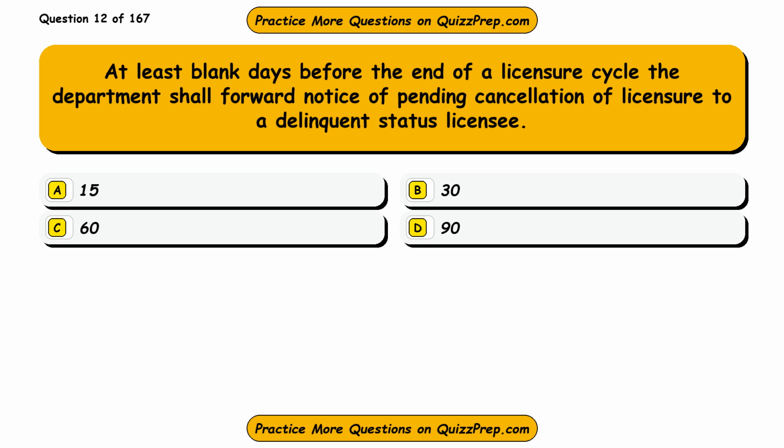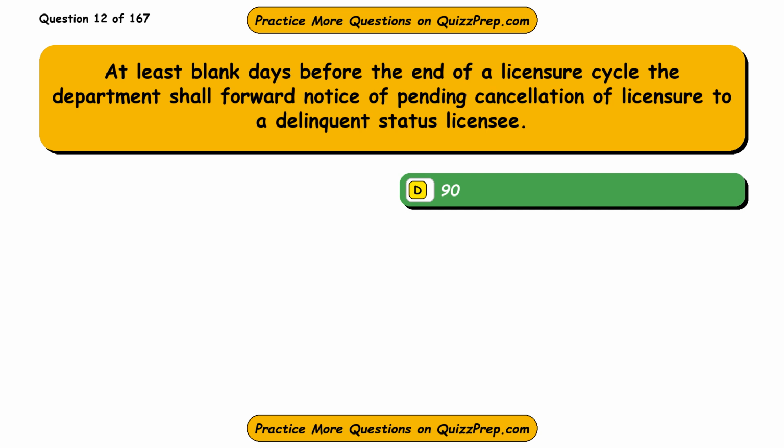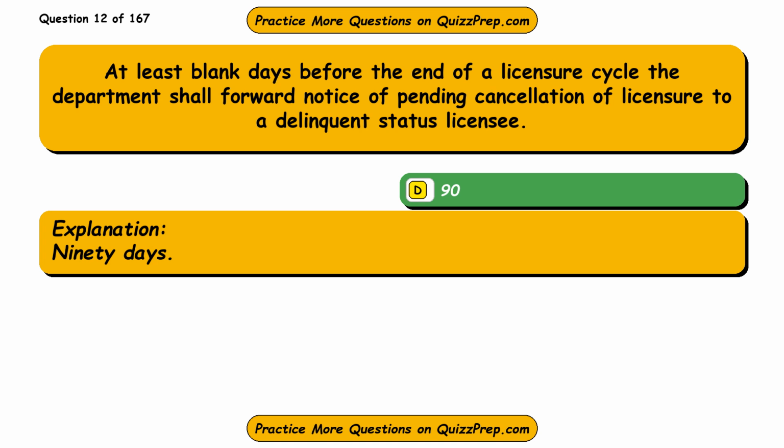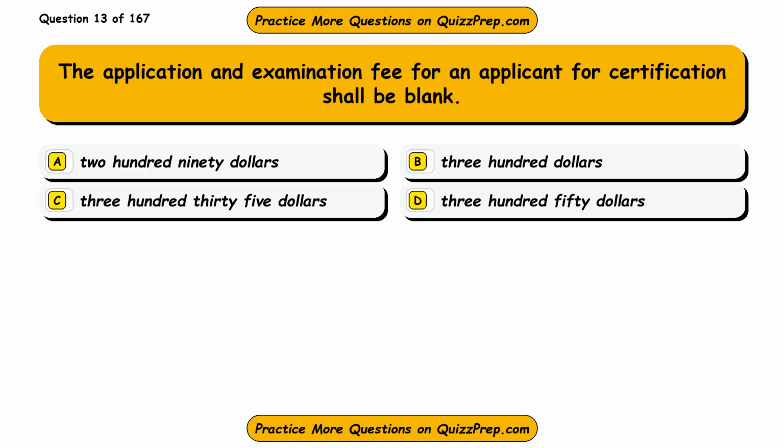Question 12. At least blank days before the end of a licensure cycle, the department shall forward notice of pending cancellation of licensure to a delinquent status licensee. Option A 15, option B 30, option C 60, option D 90. The correct answer is option D, 90 days.